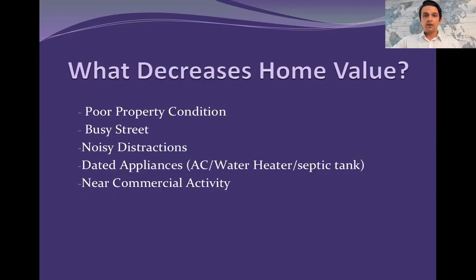What decreases home value? So number one, by far and away, poor property condition. So, just messy, not having a clean home to show. In general, it just will decrease your value. In Rancho Cucamonga, home values can swing in a neighborhood $200,000 just because of property condition. So you really need to take that into consideration.